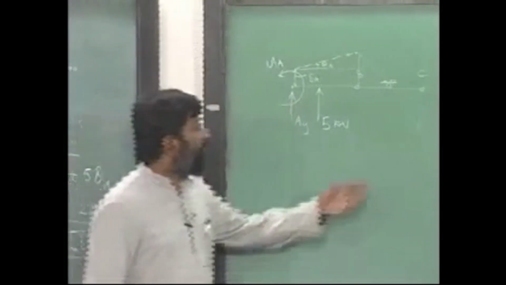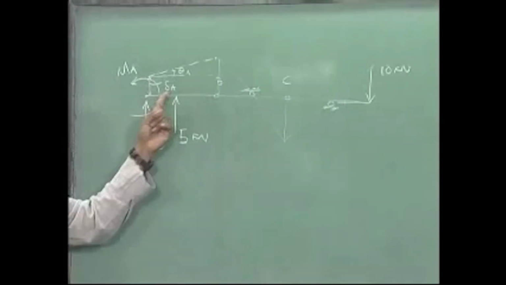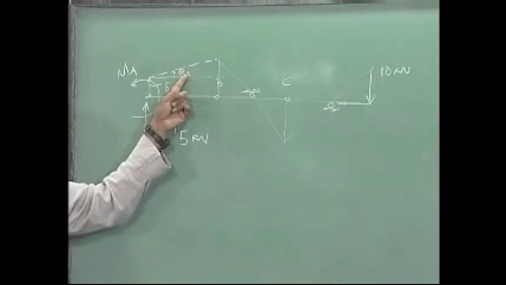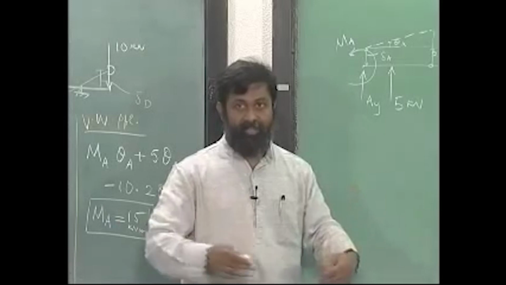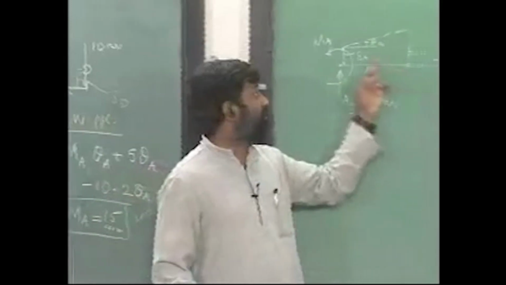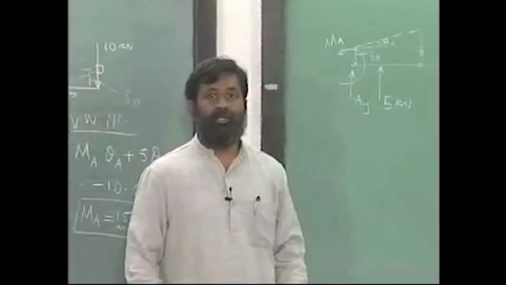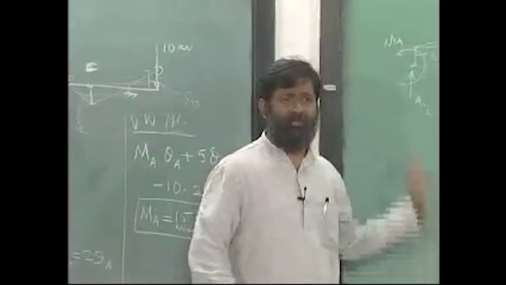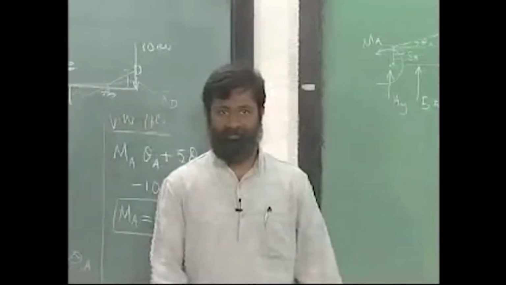Okay. Mind you, delta D and delta E will be in terms of delta A and theta A. Separate the expressions, each of the coefficients of the expressions in terms of delta A and theta A should be equal to 0. You will get the two equations simultaneously. You can solve for that. I will leave this exercise as a homework for you. Thank you.